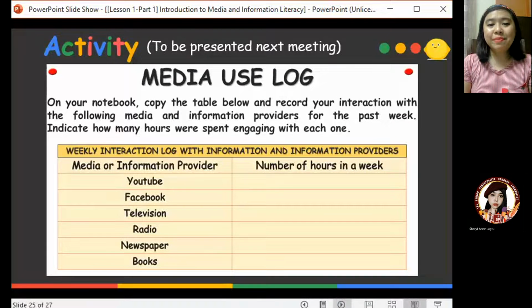So for your activity next meeting, I would like you to please make a media use log. On your notebook, please copy the table below and record your interaction with the following media and information providers for the past week. Also, indicate how many hours you were spending and engaging with each one. So in here, we have the media or information provider on one column, and on the other, the number of hours in a week. First is YouTube. So how many hours do you actually spend on YouTube in a week? Facebook, television, radio, newspaper, and books.